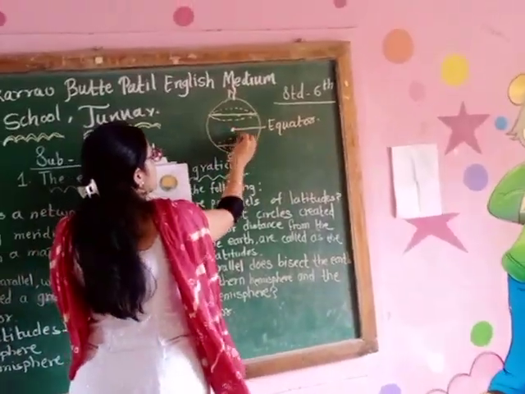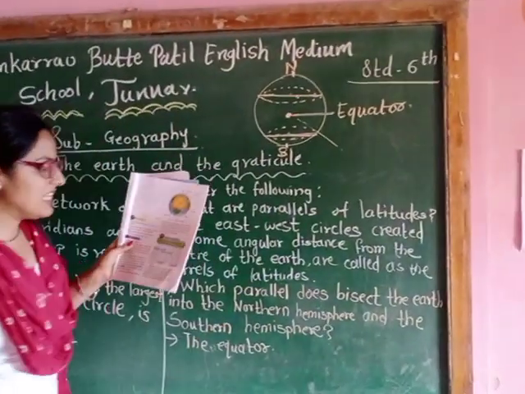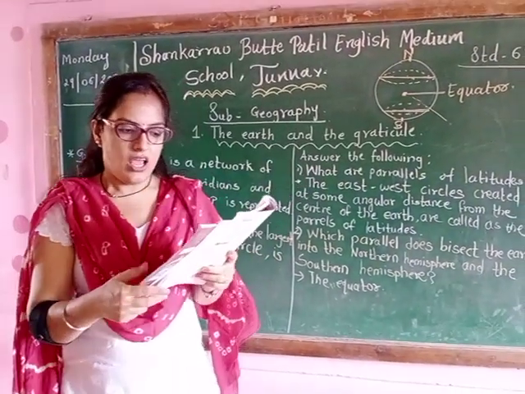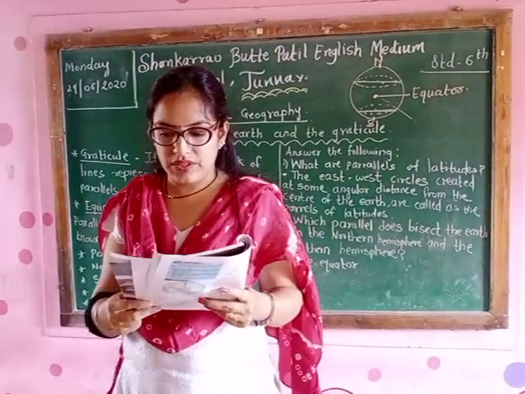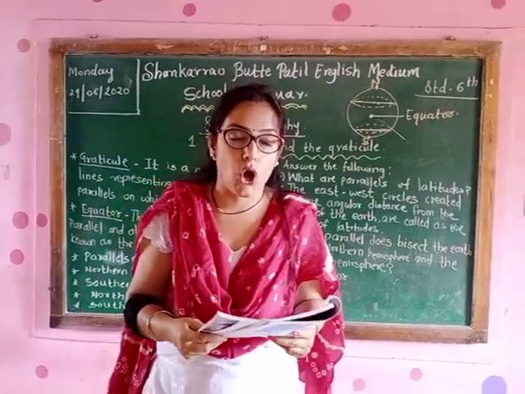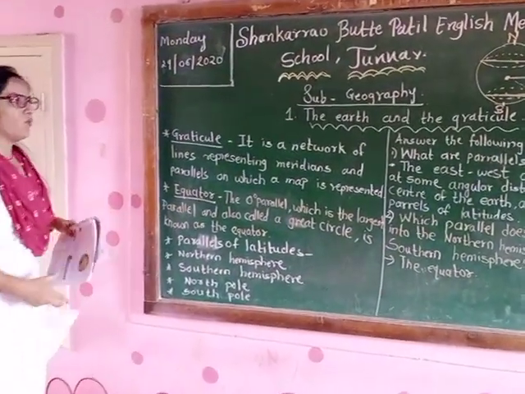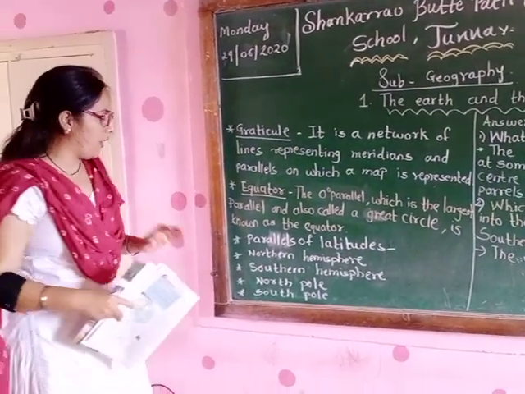This equator is considered as the 0 degree parallel. The angular distance of that parallel, and also it is called a great circle. Here I have written, see, now we have understood what the equator is.